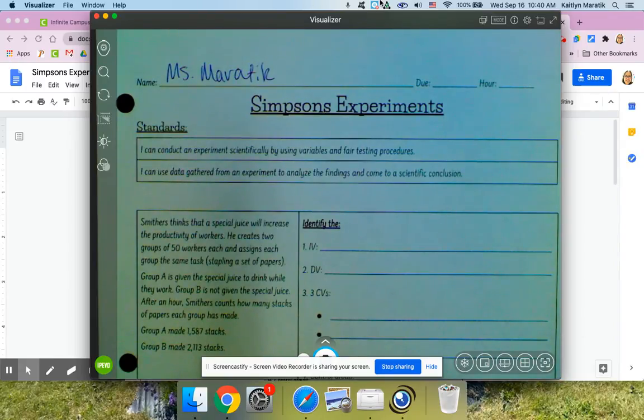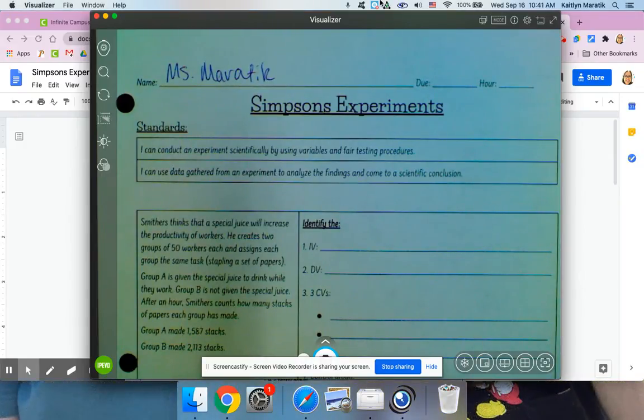We also want to be able to use data gathered from an experiment to analyze the findings and come to a scientific conclusion. We can't come to a good, solid scientific conclusion if we don't have valid data or good data. We get good data by having the correct variables. As we just learned, we only want to have one independent variable. We want to have everything else remain the same.